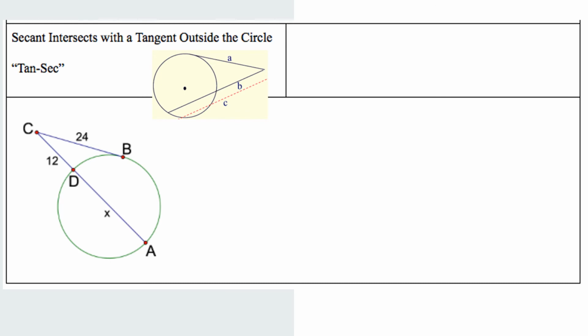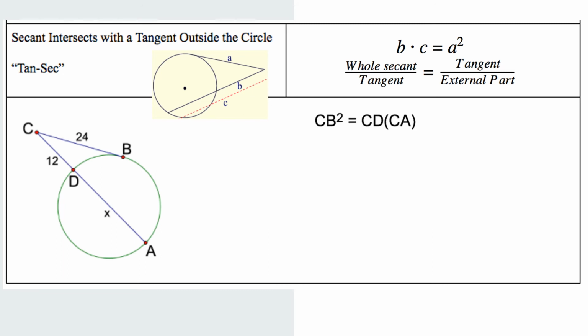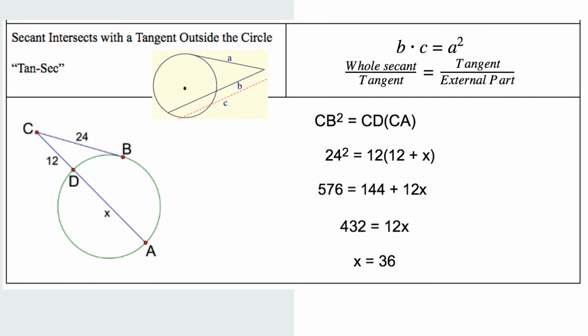Tangent secant, this is an interesting mix. So it's clear that we have a tangent line and a secant line. So it kind of combines the two. And we've got this equation that we would take our outside times our entire length of the secant is equal to our tangent line squared. So we've got that CB squared equals CD times CA. So 24 squared equals 12 times 12 plus x, because again, we don't know the entire length from C to A. We can multiply it out and solve for x.